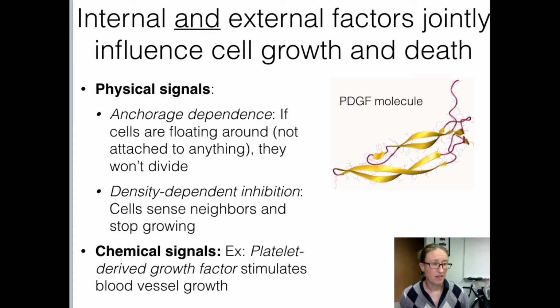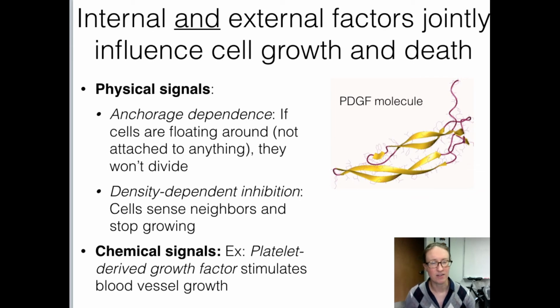Another signal that cells rely on is density. So it's actually contact with their neighbors. Cells are also very much in contact with their immediate neighbors. And so if they sense that they have neighbors all around them, they will stop dividing. They'll stop growing. So this type of physical signal is referred to as density-dependent inhibition.